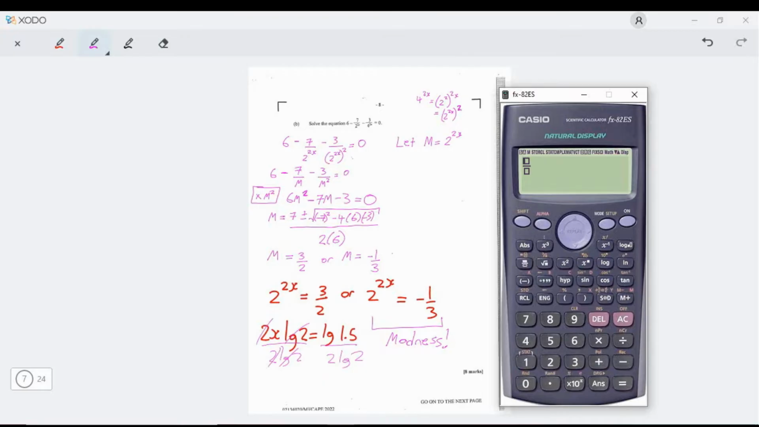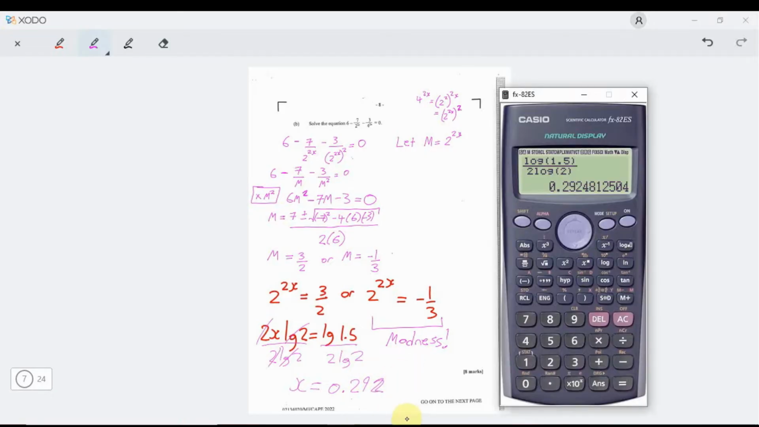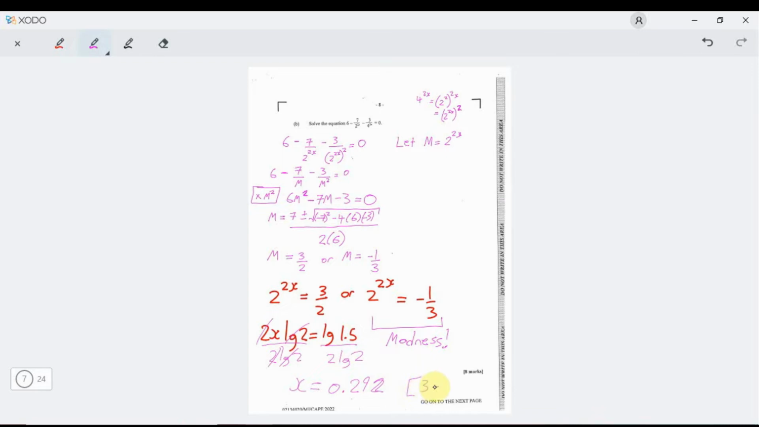So log 1.5, and then we divide it by 2 log 2, and that is equal to 0.292. x equals 0.292, and this is giving the answer to 3 significant figures.